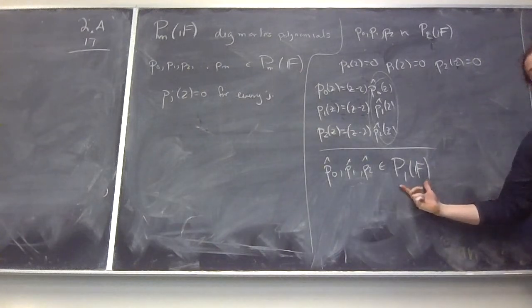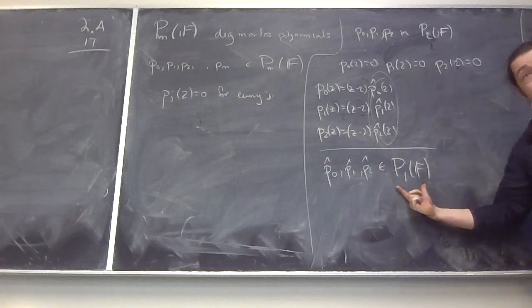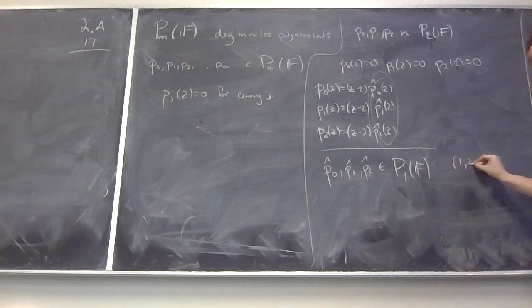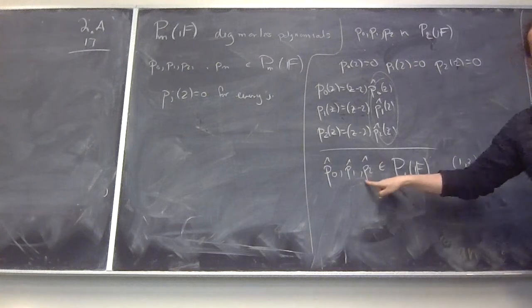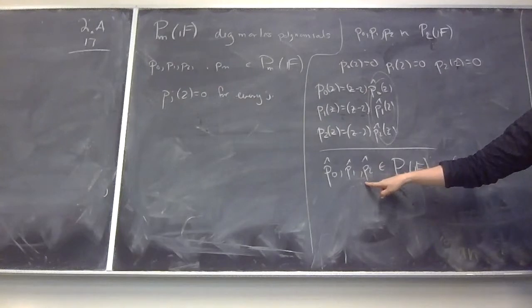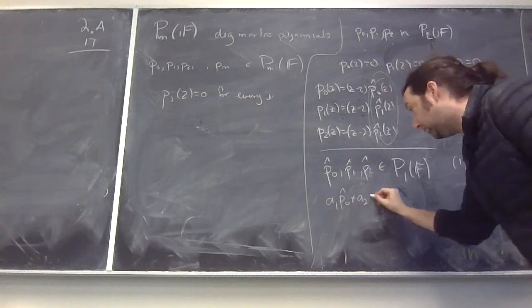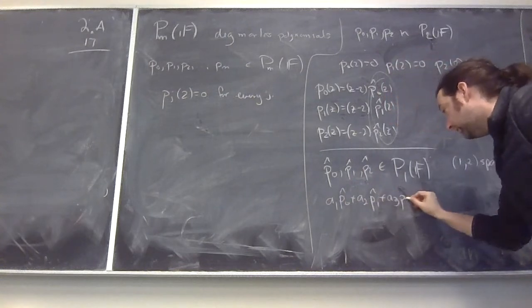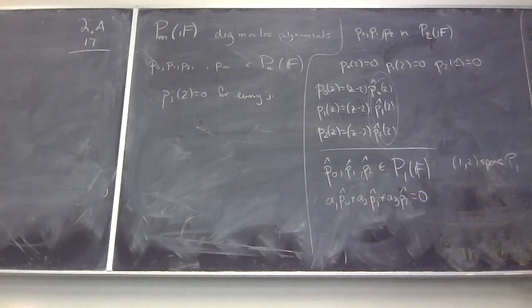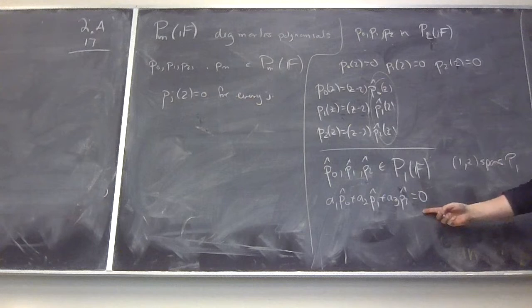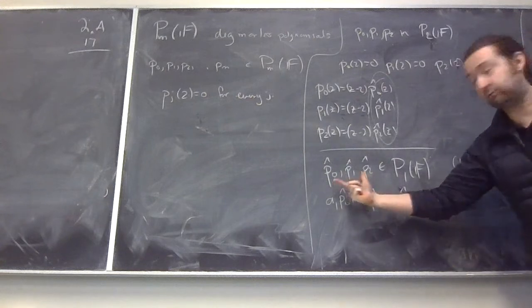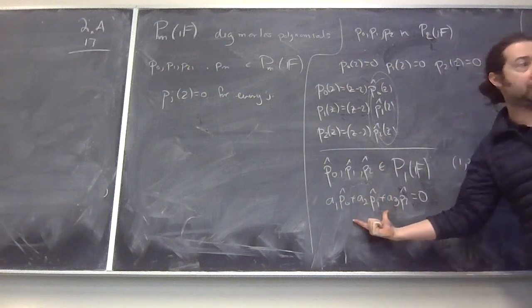What's the longest a list can be and be linearly independent in P_1? 2, because 1, z spans P_1. So there's a spanning set of size 2 for P_1. So this list of three cannot be linearly independent. It must be linearly dependent. And that means there exist a1, a2, and a3, at least one of which is not 0, so that the equation holds. That makes sense? These must be linearly dependent, which means I must be able to make this equation true for some non-zero a1, a2, and a3.